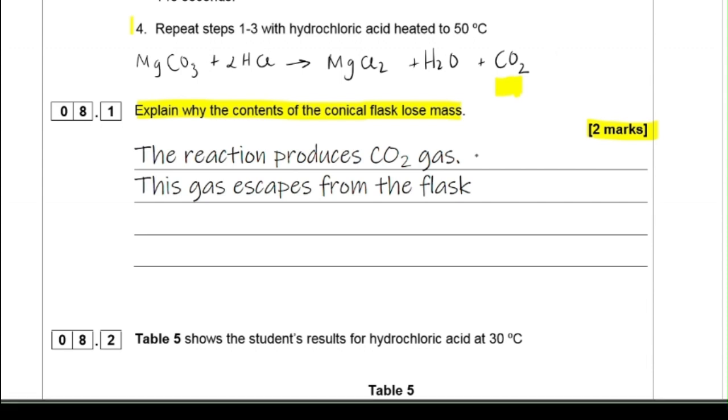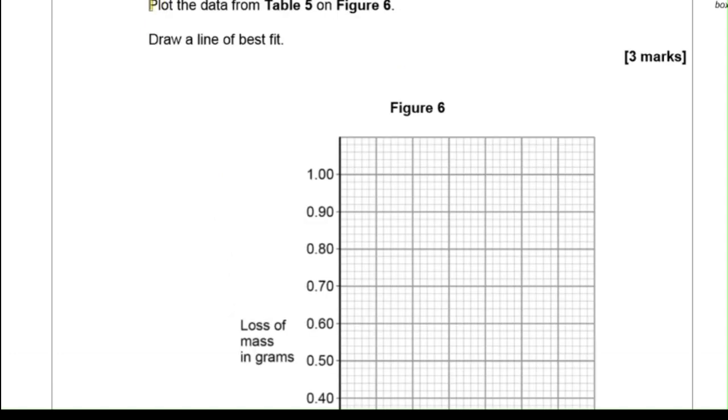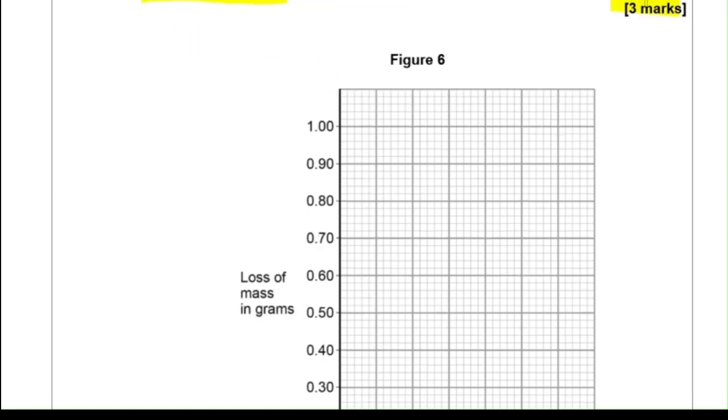Question 8.2. Table 5 shows the students' results for hydrochloric acid at 30 degrees Celsius. So it's a typical set of results. You've got a column for the time in seconds and then the loss of mass in grams. Plot the data from table 5 onto figure 6 and draw a line of best fit. And this is a 3-mark question. So let's have a look.